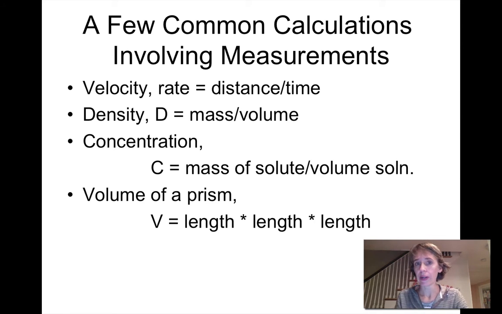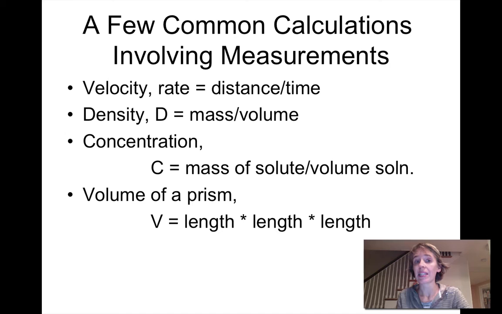So in chemistry, we often calculate with measurements, and that implies a few things. We have to keep track of units, and we also have to keep track of uncertainty. So here's a couple of pretty common calculations that we do. We do velocity sometimes, densities pretty often, concentrations pretty often, maybe volumes of different shapes.